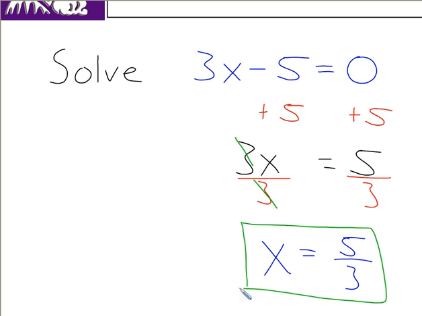We could check our answer if we wanted to by plugging it back into the original equation and verifying that this results in a true statement. x equals 5/3 is what the original equation was trying to tell us to begin with. 3x minus 5 equals 0 was trying to tell us all along that x was equal to 5/3. We could have tried to guess that's what it was trying to tell us, but instead we manipulated the equation into giving us that answer. And so there you have your solution.